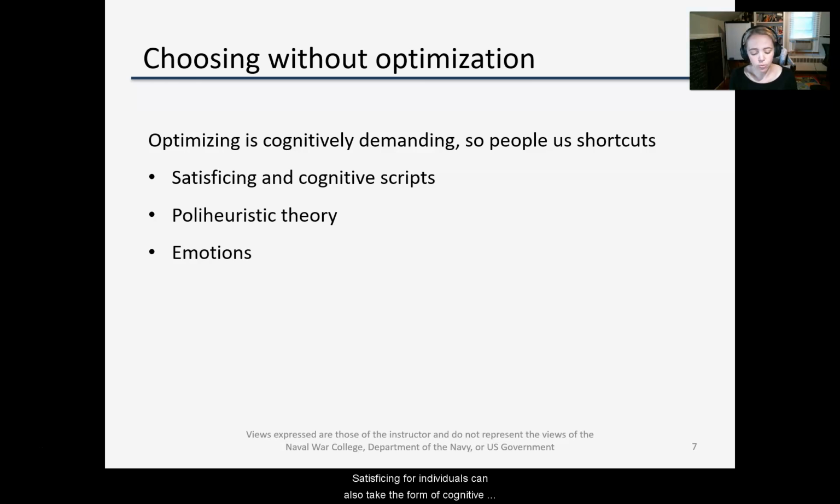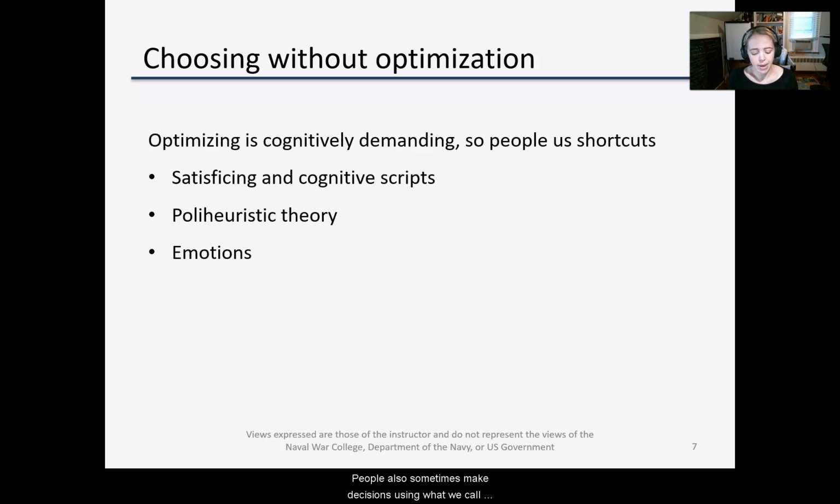Satisficing for individuals can also take the form of cognitive scripts, which are a sort of individual analog to the standard operating procedures that we talked about organizations using. These are procedures that let us categorize and respond to situations more or less automatically, rather than doing a full decision process each time we encounter a new situation.